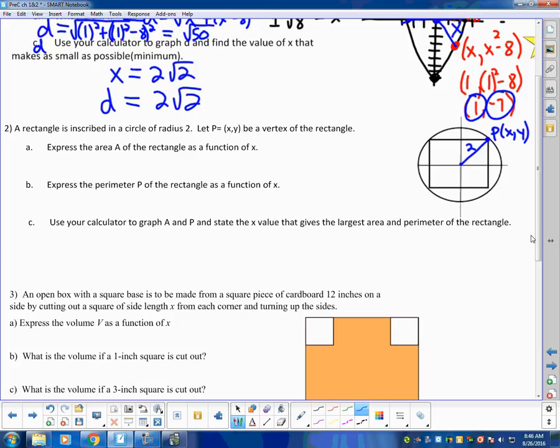So P, x, y. So that means this leg is x, and this leg is y. But if I'm going to write an equation to express the area of this rectangle, I really don't want to call this y. I want to say what this is in terms of x. So let's do that first. Let's get an expression for y in terms of x. So we'll do that right off the bat. X squared plus y squared equals 2 squared. Right? The same as the one above. Can you solve that equation for y? What would it be?